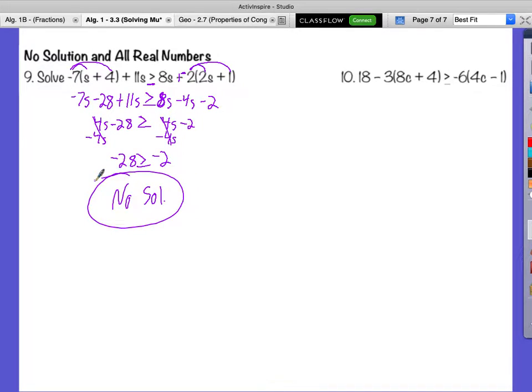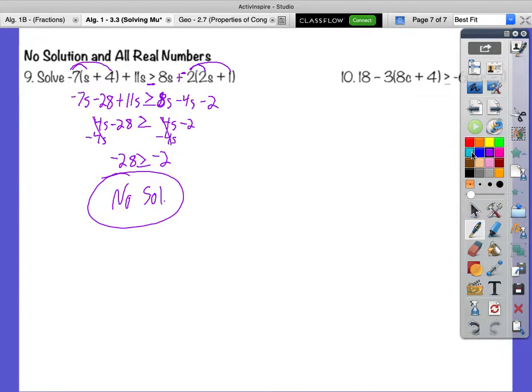We had to pump our brakes, even though those numbers were different. This doesn't necessarily mean it's no solution for inequalities. We have to figure out whether it's a true or false statement. Does that make sense? Have we figured out that was a false statement? If that was like 0 is greater than or equal to -2, that'd have been true.